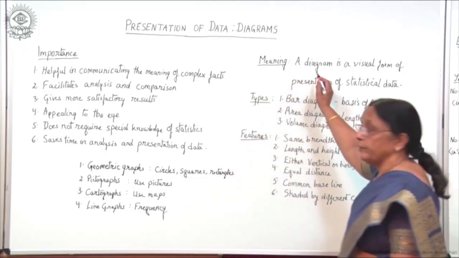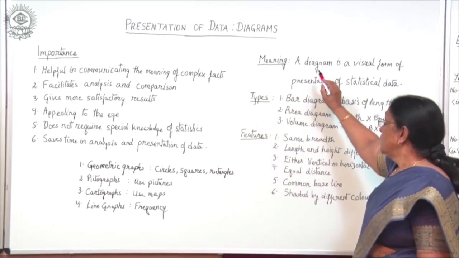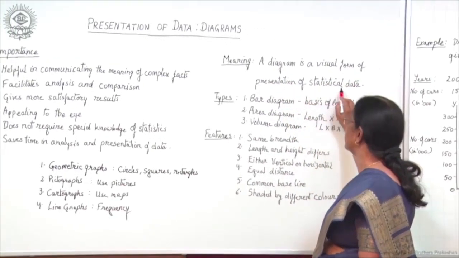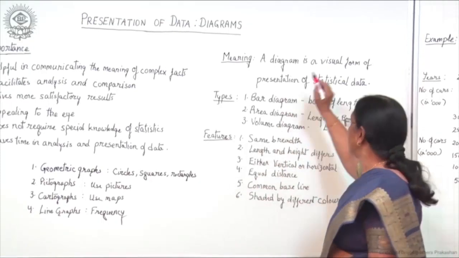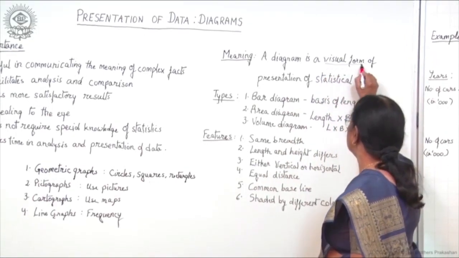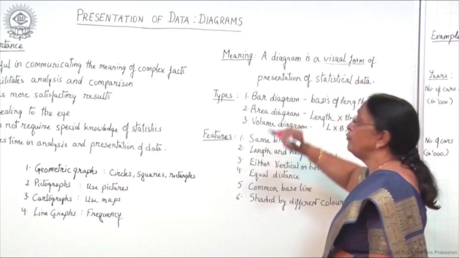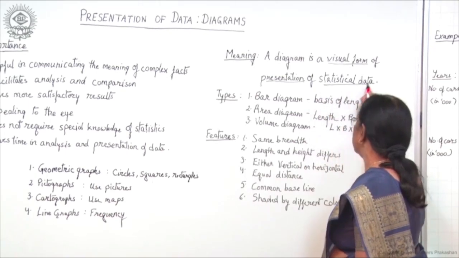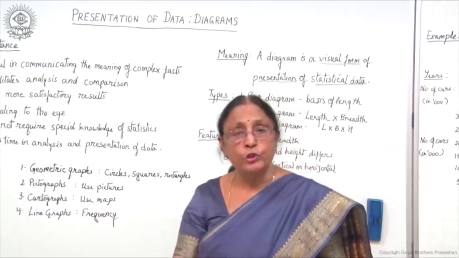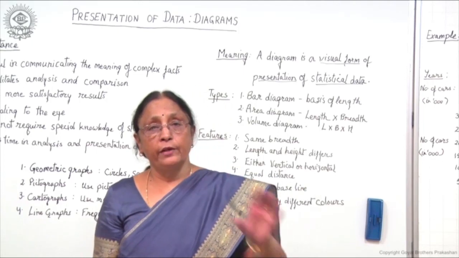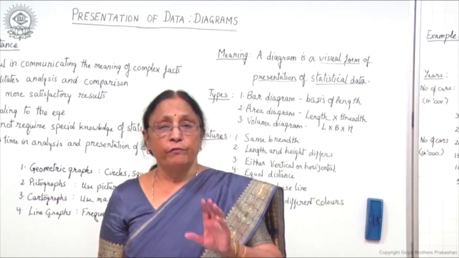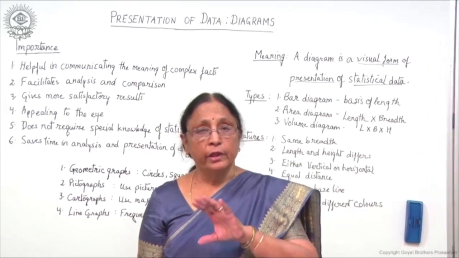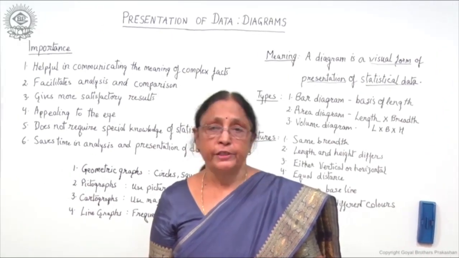What is the meaning of diagram first? We will see this. Here a diagram is a visual form of presentation of statistical data. So, diagram is a visual form, in which the statistical data is presented. That means through a diagram you can immediately visualize what the data is, and when the diagram gives the data, it becomes more attractive also.